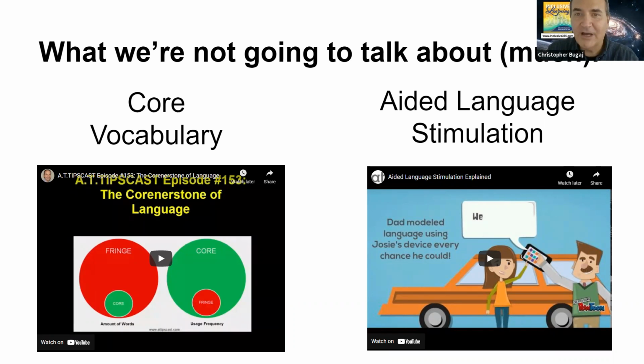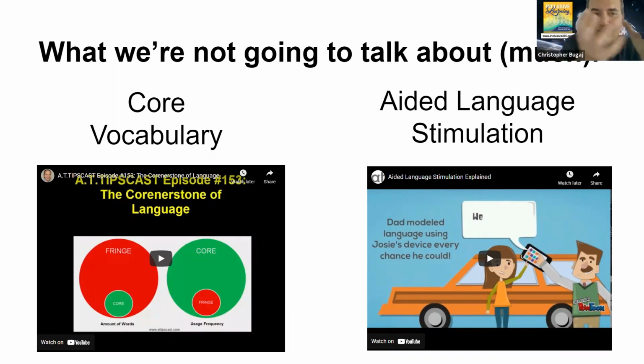What we're not going to talk much about in this presentation is core vocabulary and aided language stimulation. This presentation assumes you've heard of core vocabulary and you know what that is. It also assumes that you've heard of aided language stimulation. These would be 2 of the 7 things we were going to discuss, but I feel like most people know this already. If you don't, there are some resources linked on this slide for you to go back and listen to or watch afterwards.